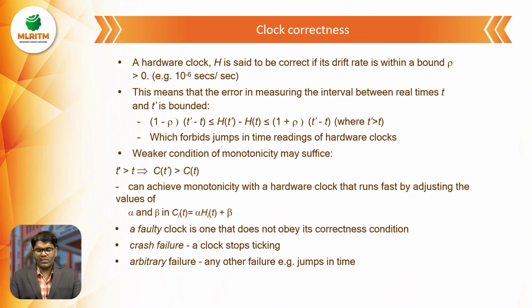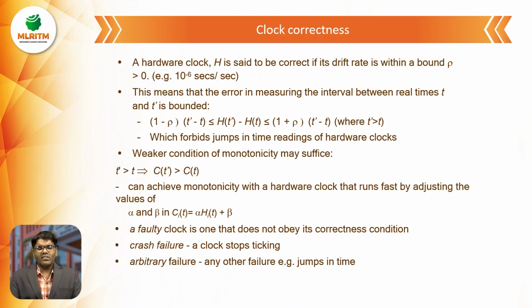Next, clock correctness. A hardware clock H is said to be correct if its drift rate is within a bound P greater than 0, for example 10 to the power of minus 6 seconds per second.